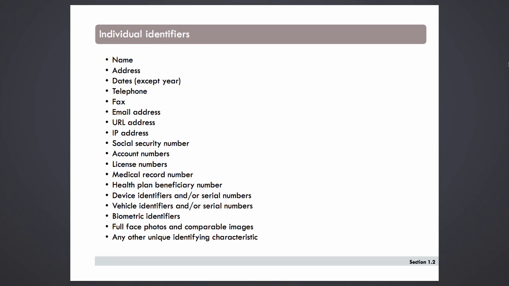Before I answer that question, let's talk about protected health information. This refers to any information related to the patient's past, present, or future health conditions. This can be in any form: written, spoken, or electronic. There's a list of 18 individual identifiers on the screen that are considered protected health information.